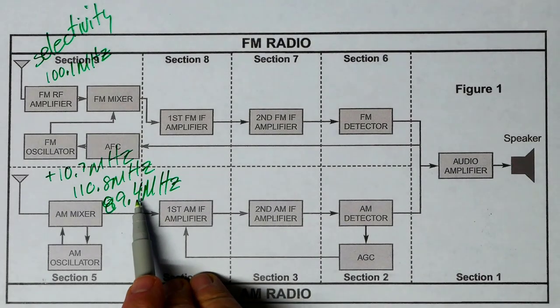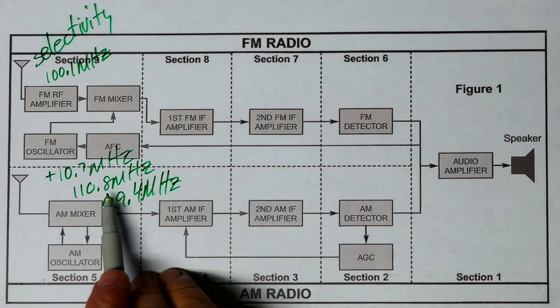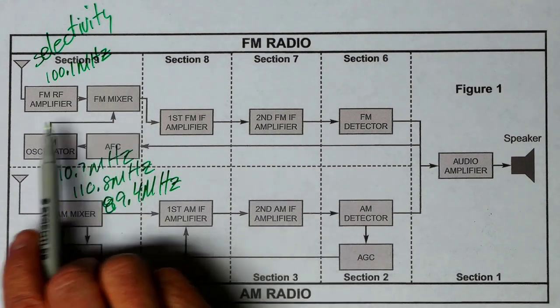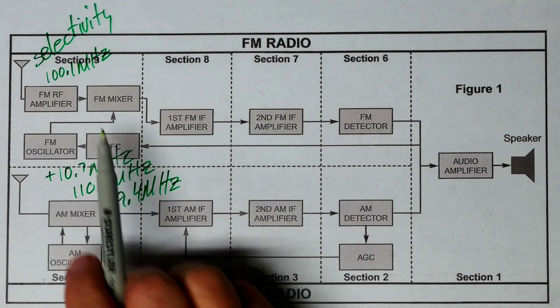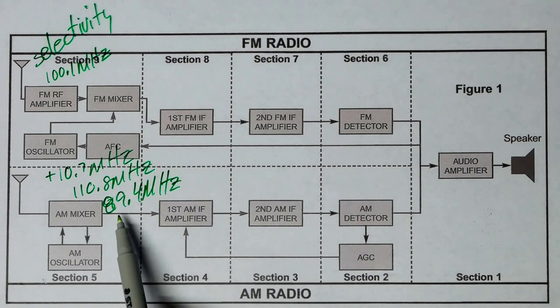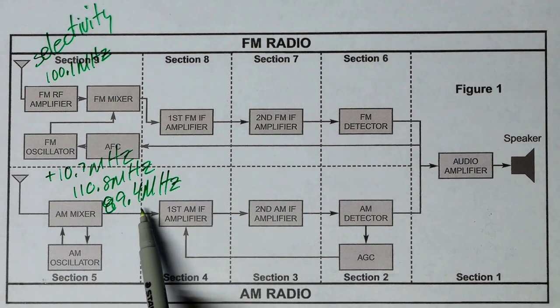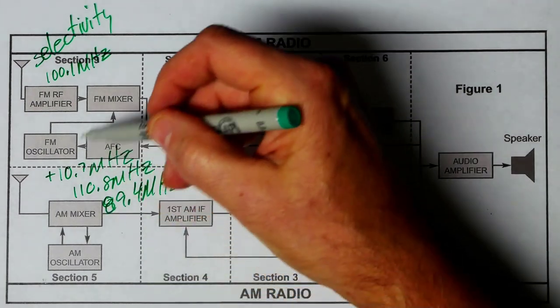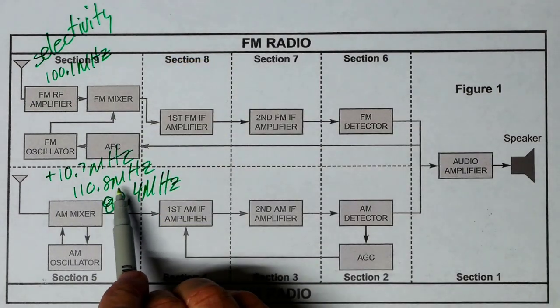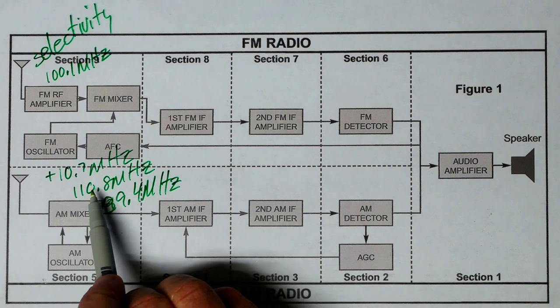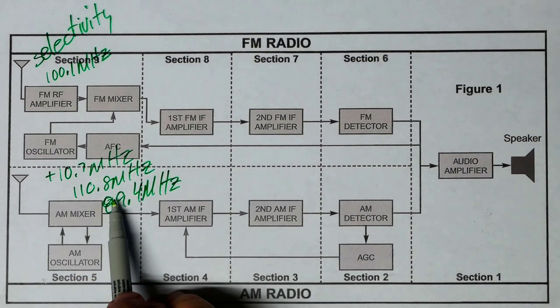Now notice something about these numbers. They all end in even numbers. All of the U.S. channels end in odd numbers, so this makes it more difficult for us to get an image frequency going through here, since there are no channels at 110.8 and 89.4. What happens next is that our 110.8, so we use the upper value, we use high side mixing.